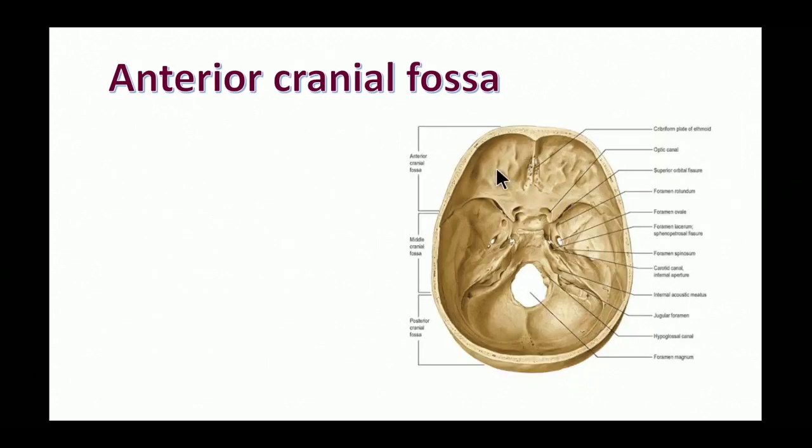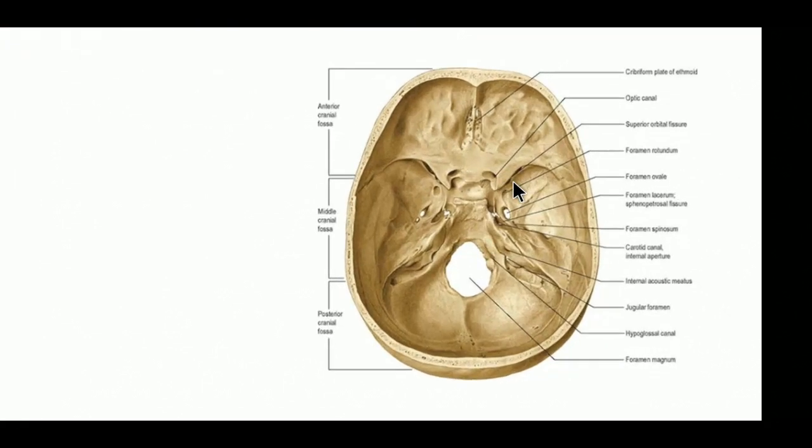Now, coming to the features of the anterior cranial fossa, what do you come across mainly? The cribriform plate of ethmoid. Cribriform means sieve-like or perforated, through which the olfactory nerve filaments emerge from the olfactory mucosa which lines the roof of the nasal cavity. The cribriform plate of ethmoid transmits the olfactory nerve filaments.